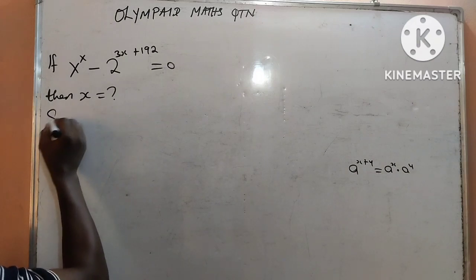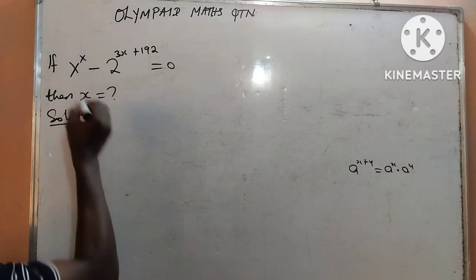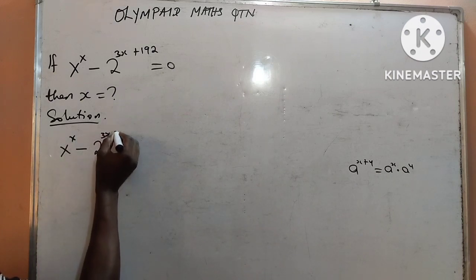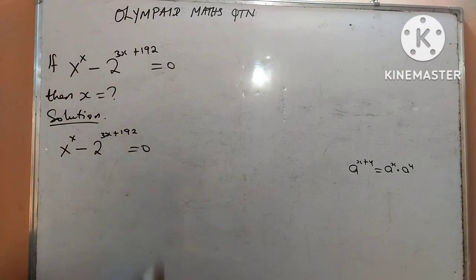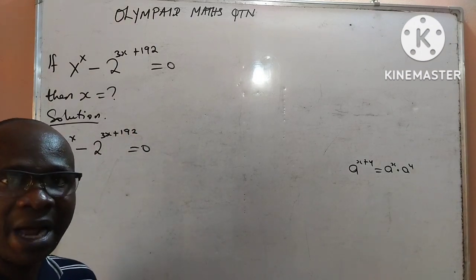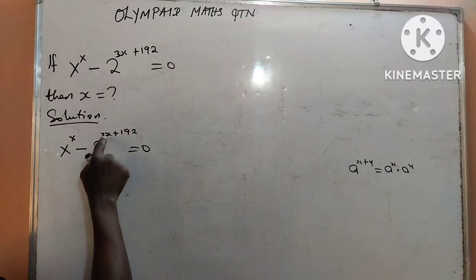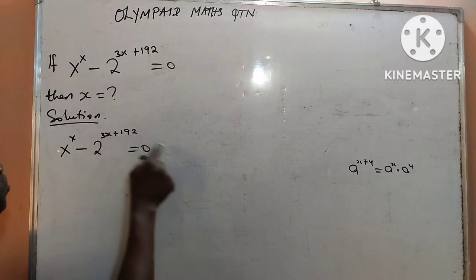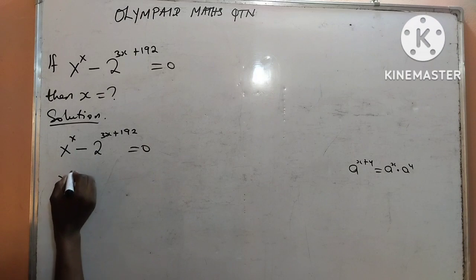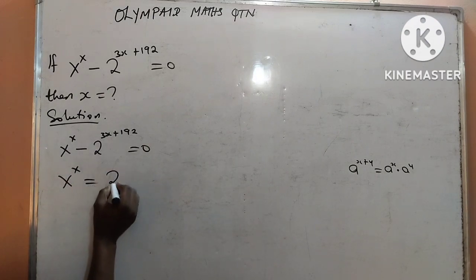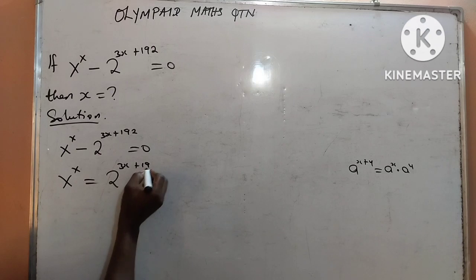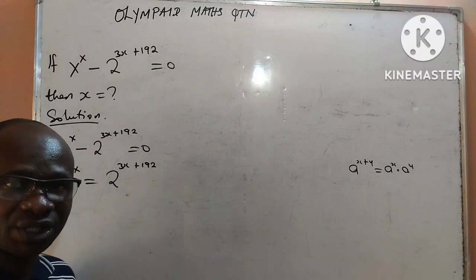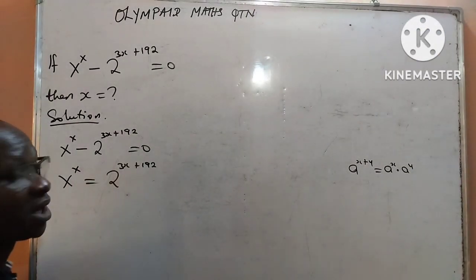Now, the question given, we take a solution to it. x to the power x minus 2 to the power 3x plus 192 equal to 0. The first step I want to take, I want to move minus 2 to the power 3x plus 192 to the right hand side. And when I do that, the minus will now change to plus, and I will have it written like this: x to the power x equal to 2 to the power 3x plus 192. So the negative has turned to positive, having moved it to the right hand side.